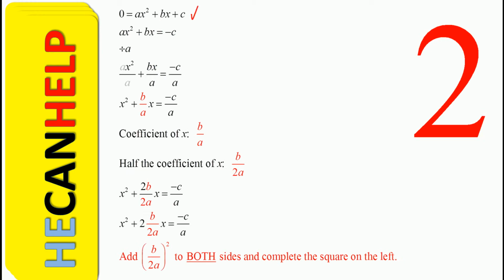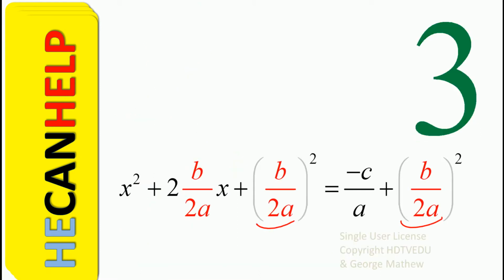0 is equal to ax squared plus bx plus c. Take c to the right side, so you get ax squared plus bx equals negative c. Divide throughout by a, so we get this. And now we have x squared plus b over a, x equals negative c over a. Complete the square on the left by adding b over 2a to the power of 2. b over 2a is the coefficient of x. So we add square of half the coefficient of x to both sides.